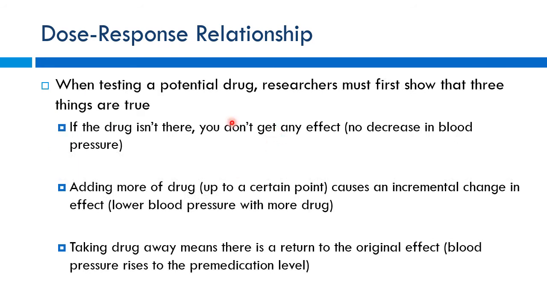Okay, so usually at a baseline, you need to show three different things when doing these kinds of dose-response relationships. First off, you have to show that if the drug isn't there, you don't get any effect. Kind of makes sense, right? When might you not see this? When would you see that when no drug is present, they actually do get an effect? The placebo effect, right? So again, placebo effect is a real thing.